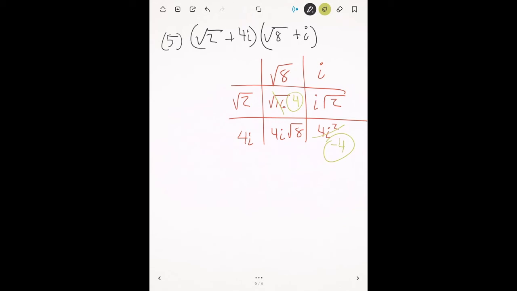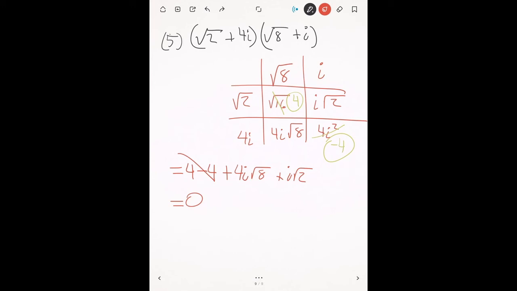All right, so let's go ahead and jot down what we have here. We have 4 minus 4 plus 4i root 8 plus i root 2. Well, obviously, the 4's are going to cancel out. So our real part is going to be a 0. But then, what about our complex part? It's kind of difficult to see. Well, let's try to break down this root 8. Let's see if it breaks down into something that becomes a like radical that we can add together.